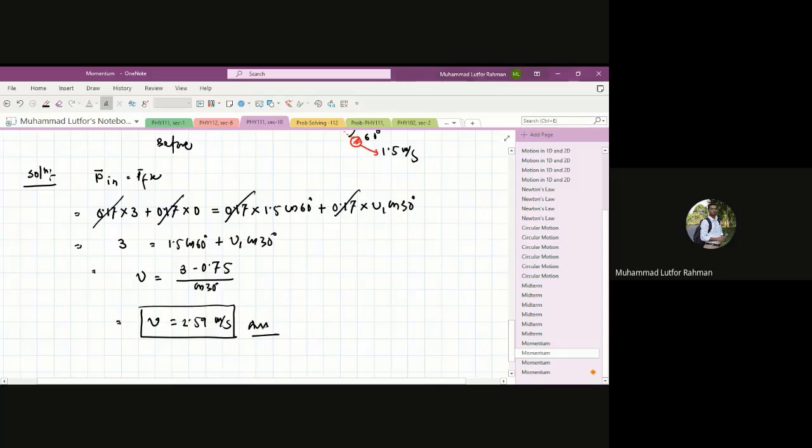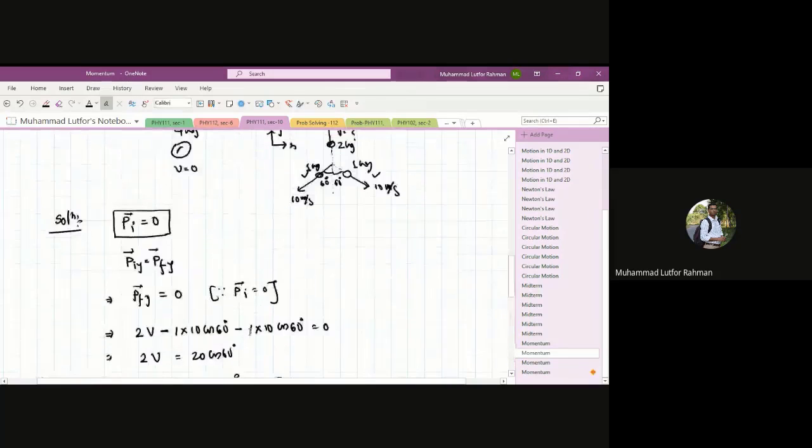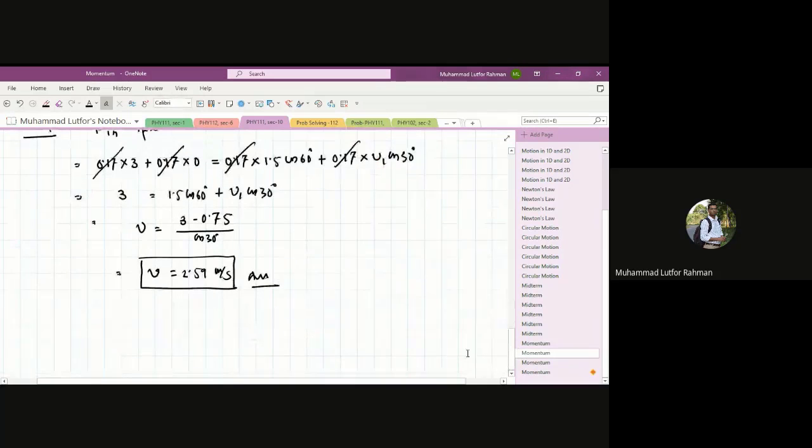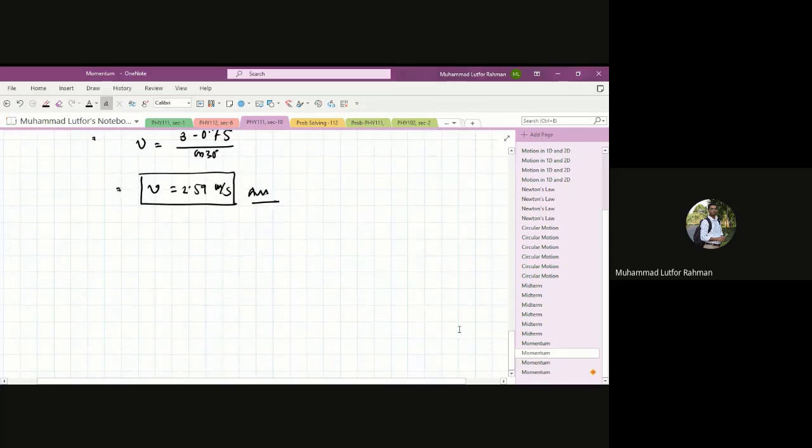Right, so that's how you can deal with this two-dimensional collision, which is very straightforward. Sometimes you have to apply the two equations. Sometimes, using only one condition, you can find the information that they ask for in the question. And if it is three-dimensional, you'll find one more equation.